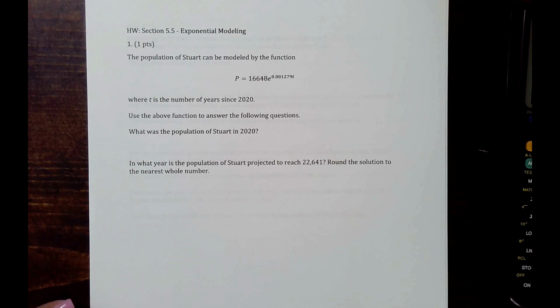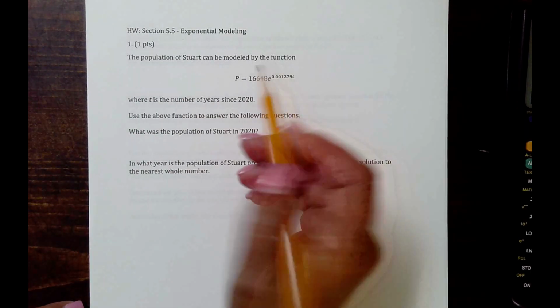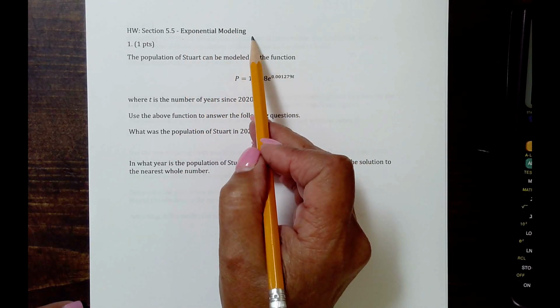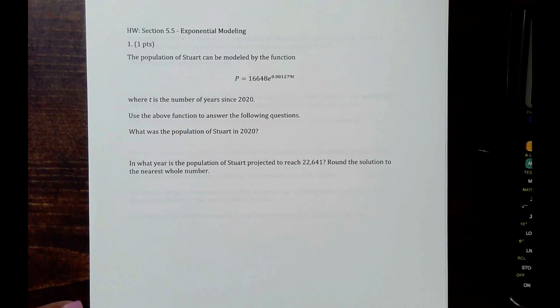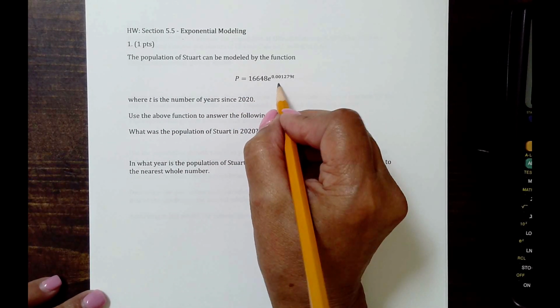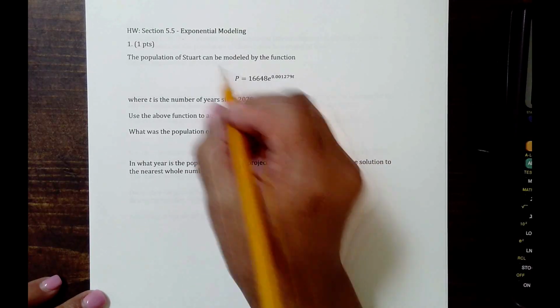Okay, this is section 5.5 for college algebra. And in this section, we're going to be looking at functions that represent exponential modeling. I want to point out some themes in this section that are going to be common to every problem that you work. And that will be the layout of where things go in this exponential model.